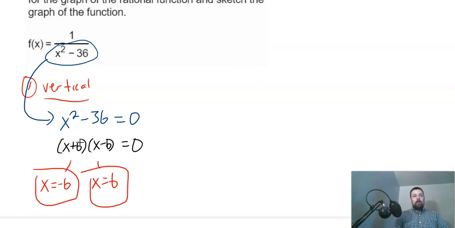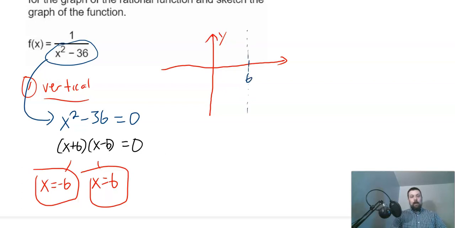So if you draw the vertical asymptotes, let's take this information and do something with it right away. We have positive 6 over here, and we draw an invisible line through that. This is going to be one of our vertical asymptotes, and we have negative 6 over here. So this will be x equals negative 6, which is our other vertical asymptote.